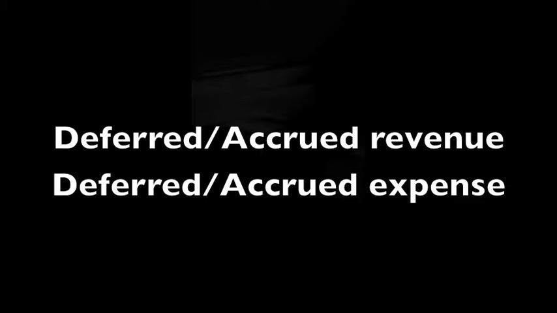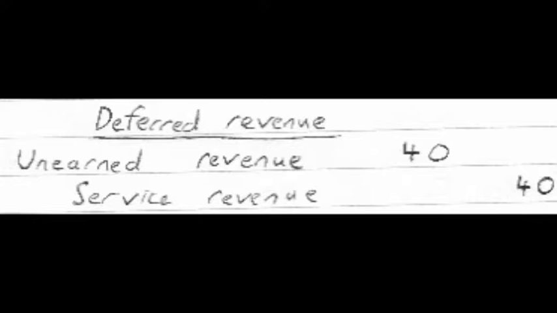Minda states that there are 4 basic scenarios in which adjusting entries are needed for. This is when there is a deferred and accrued revenue and expense. Deferred revenue is when companies receive cash before they earn the revenue.